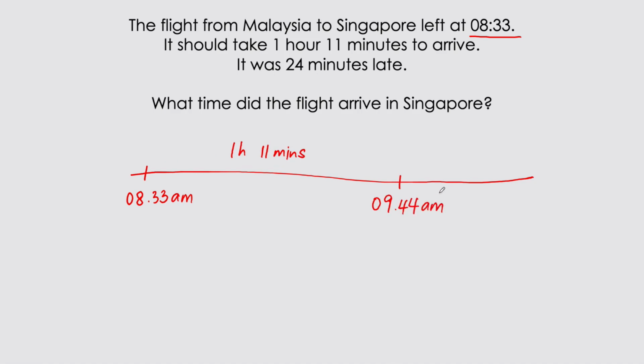a.m. But now it's been 24 minutes late. So we're going to add another 24 minutes. So that would give us 10:08 a.m. So what time will it arrive in Singapore? 10:08 a.m. Okay, so again, work it through step by step based on what information has been given to us.